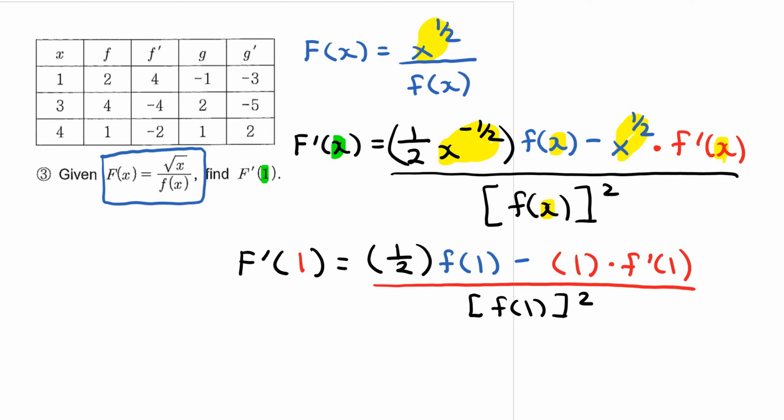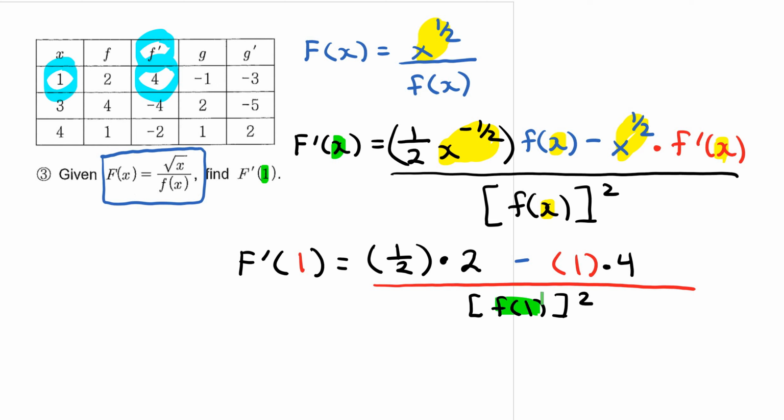Okay, so let's go ahead and figure out what is f of 1. Well, here's f and here's 1, so f of 1 is going to be 2. So maybe I can erase this and just replace that with a 2 now. And then ask yourselves, what is f prime of 1? Okay, well here is f prime, there's 1, f prime of 1 is going to be 4. So I can erase this and multiply that by a 4.